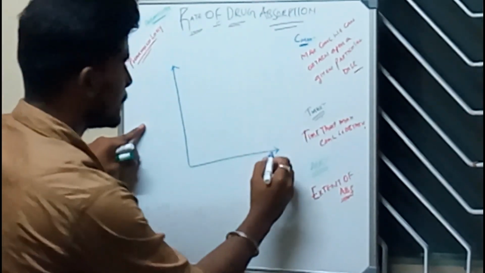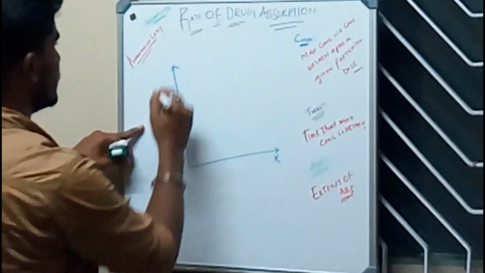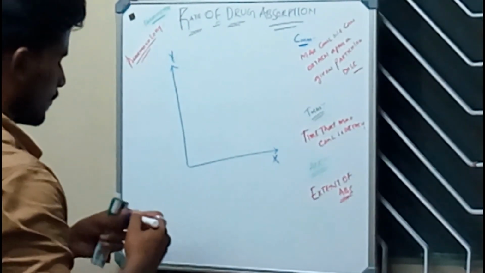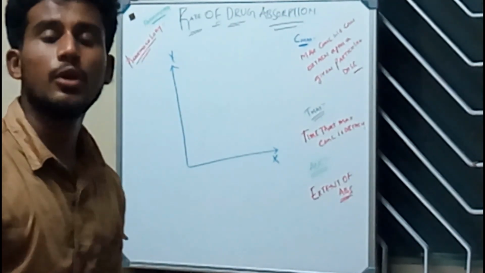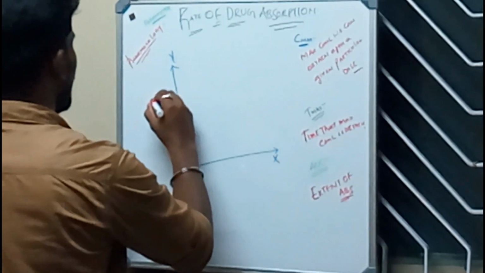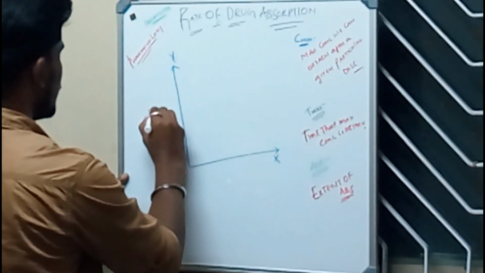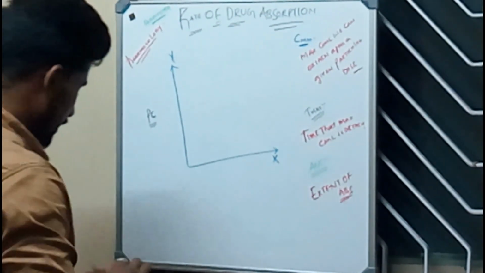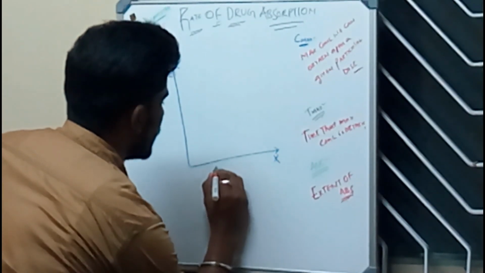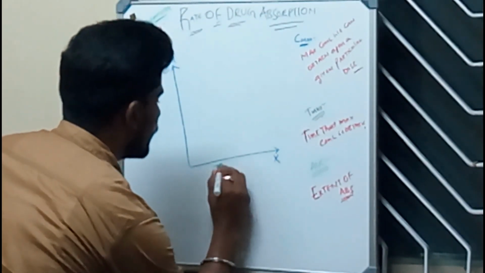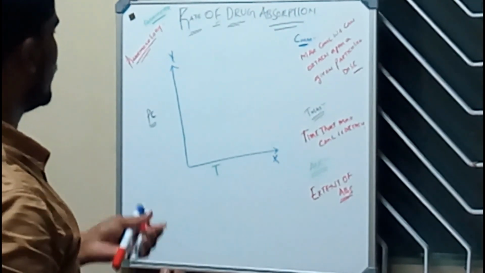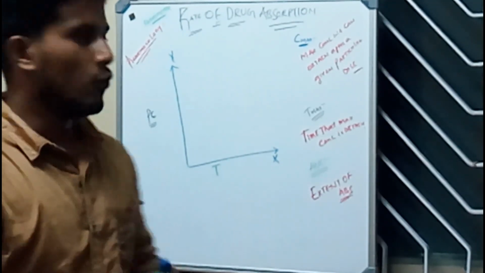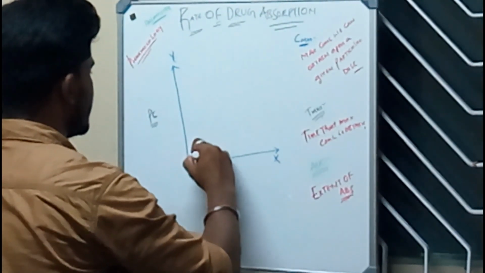This is the x-axis and this will be the y-axis. On the y-axis we are going to take the plasma concentration, which I'm denoting with PC, and time, which I'm denoting with T. Let's assume that we have a graph like this.